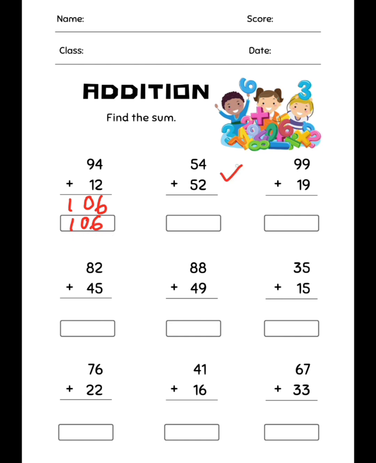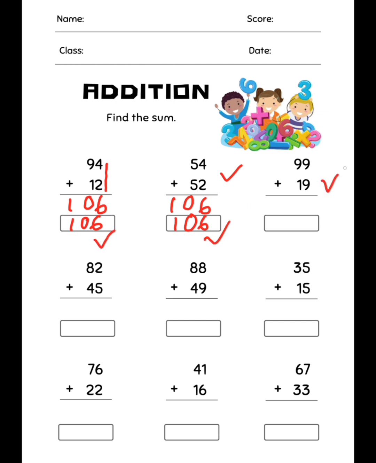Now the second one, 4 plus 2. Again we get 4 plus 2. So 4 plus 2 is 6. 5 plus 5. How many fingers do you have? In one hand you have 5 fingers and in the other hand you have 5 fingers. So in both hands you have 10 fingers. Very good. So 5 plus 5 is 10. So here also the answer is 106. Okay. This is without carry.